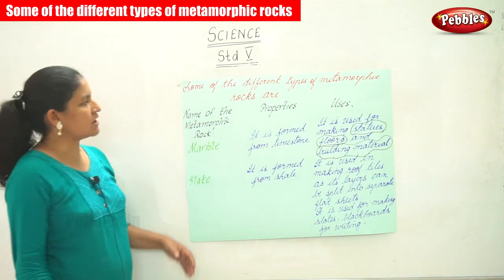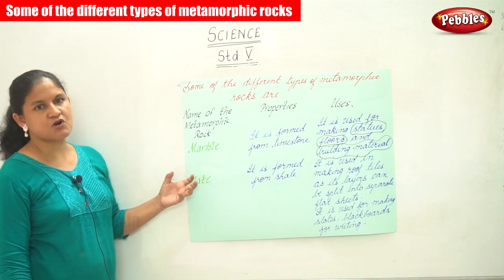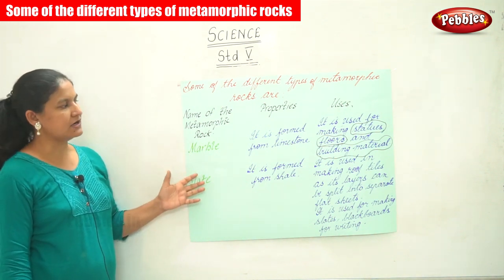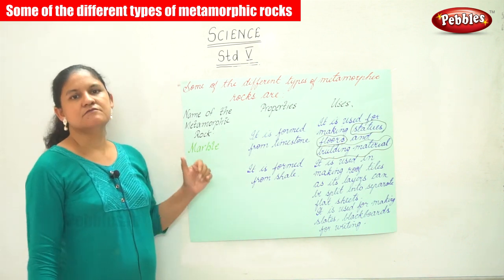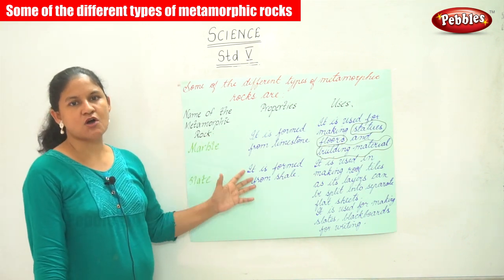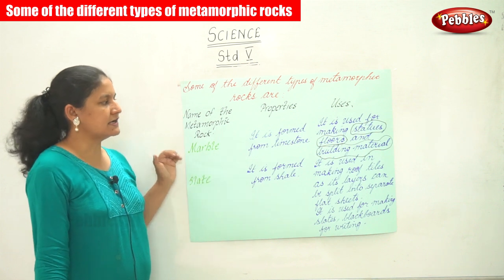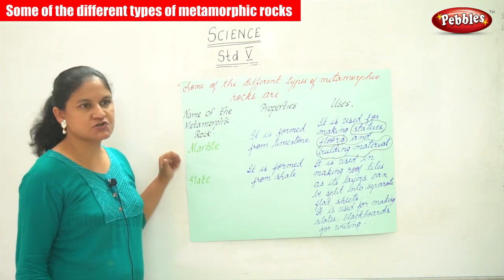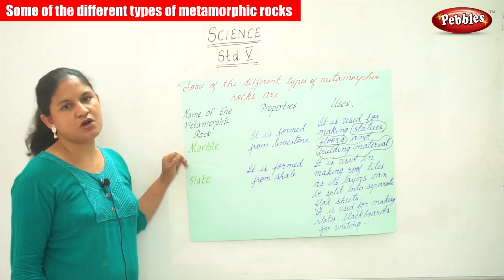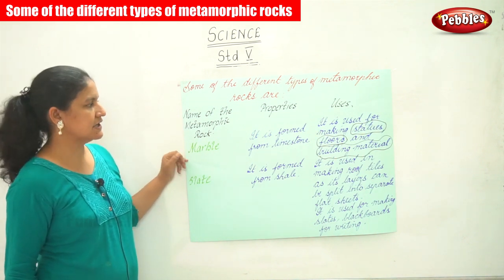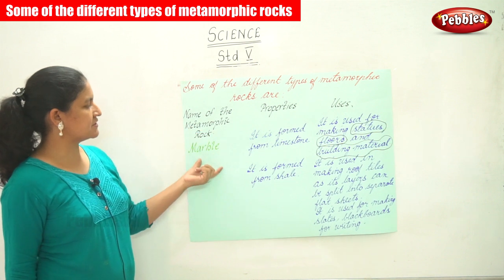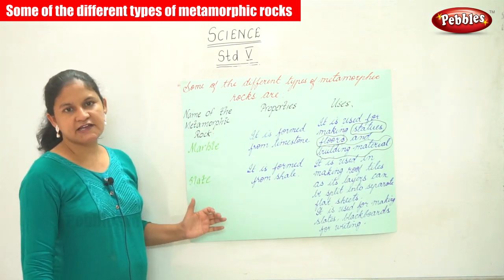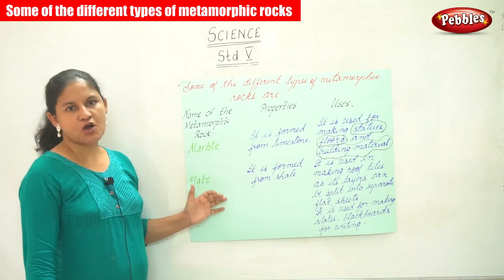So talking about the types of metamorphic rocks, the first is marble. Marble is formed from limestone and it is used for making statues, floors and building materials. The next type of metamorphic rock is slate. Slate is formed from shale.